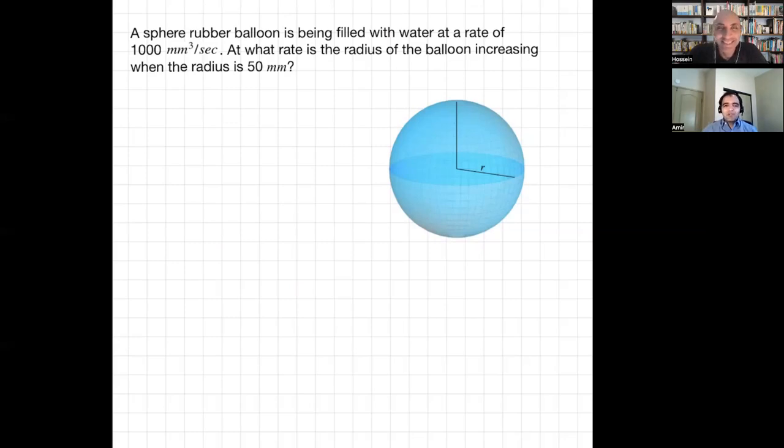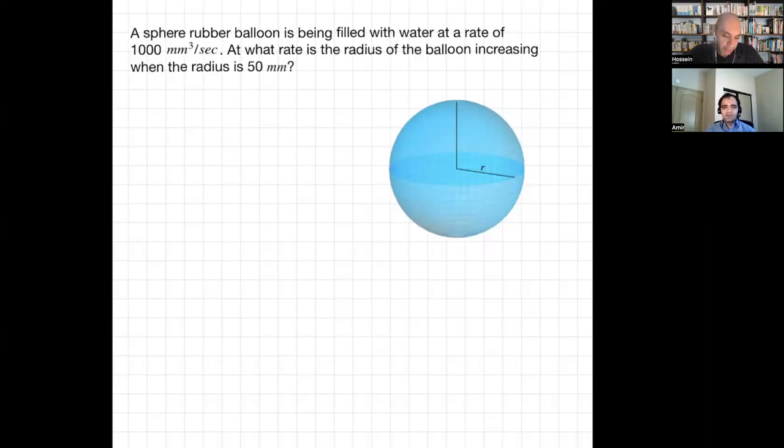Okay, let me just read the problem for you so our audience better understand it. A spherical rubber balloon is being filled with water at a rate of 1000 cubic millimeters per second. At what rate is the radius of the balloon increasing when the radius is 50 millimeters? So we have a spherical balloon, the radius is lowercase r, and the volume is increasing at the rate of 1000 cubic millimeters per second. Please help us find the rate of change of the radius when the radius is 50 millimeters.